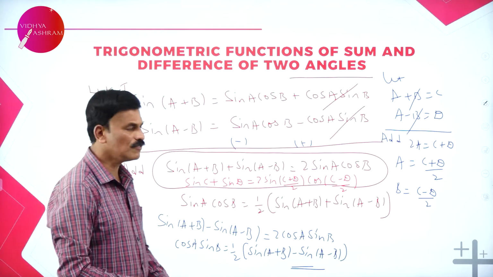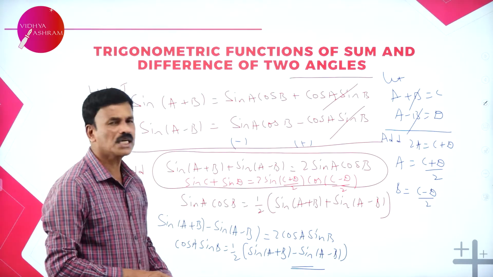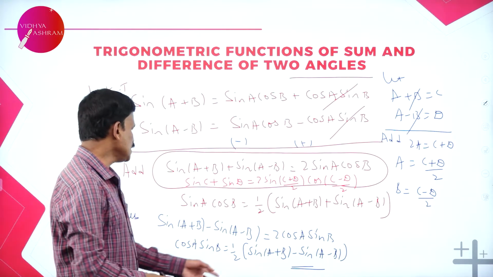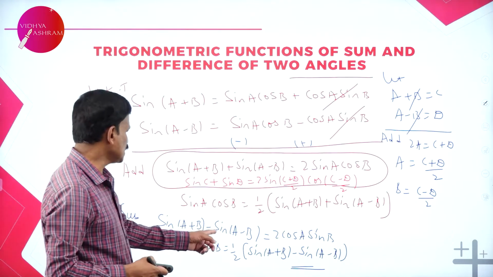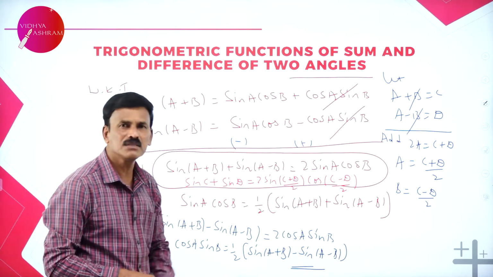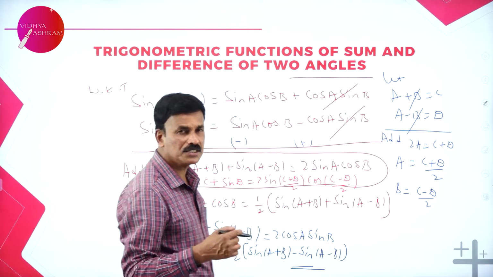This is a very, very important formula. sin C plus sin D is equal to 2 sin((C plus D)/2) into cos((C minus D)/2). Similarly, sin C minus sin D is equal to 2 cos((C plus D)/2) into sin((C minus D)/2). Hope you followed. Now, let me write in detail.